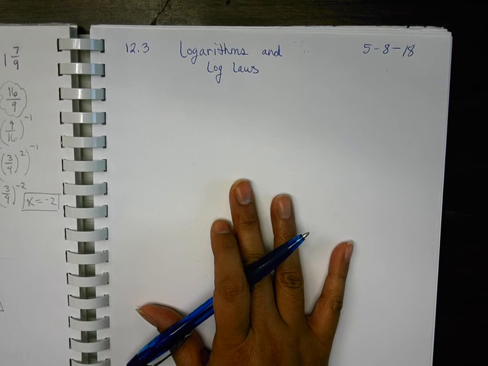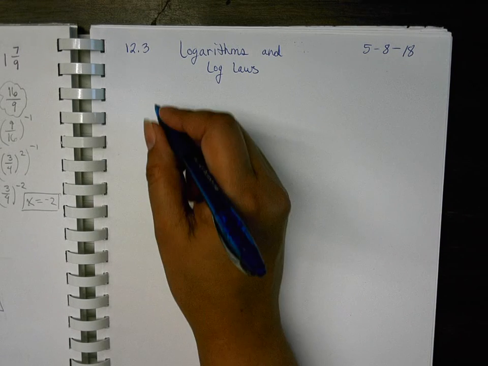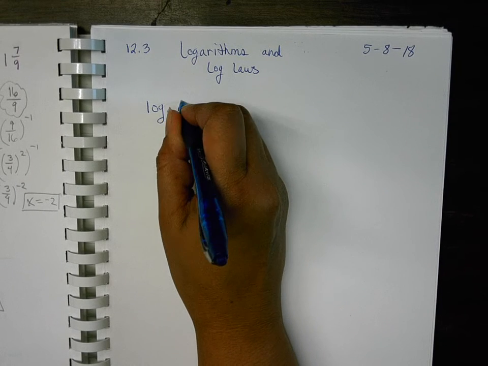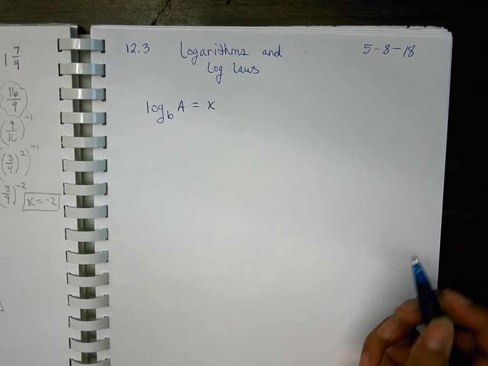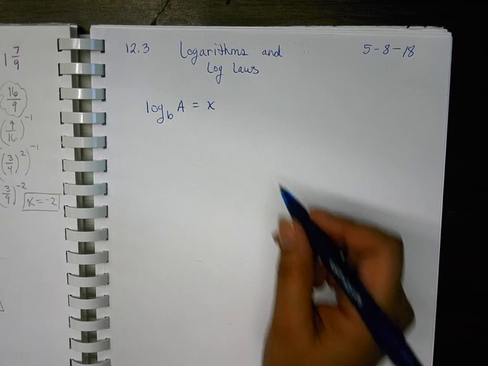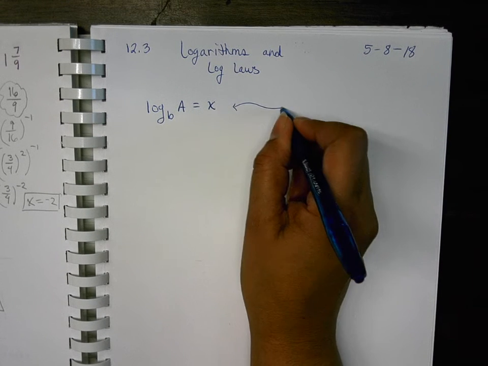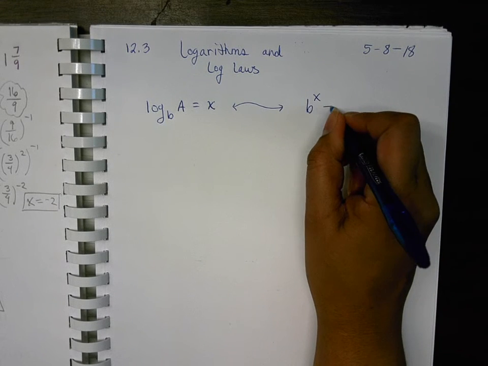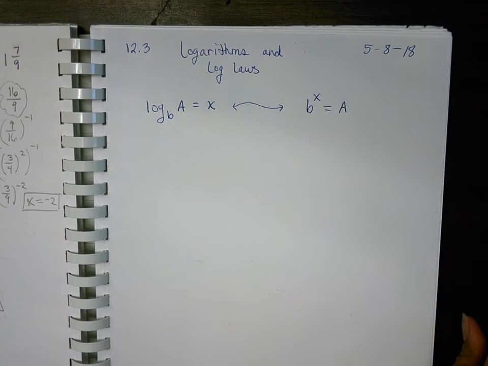All right, logarithms and log laws. So those of you that said, I kind of remember logs, but not too much, we're going to go through a quick review. Log base b of a equals x. It goes both ways to be rewritten as b to the x equals a.